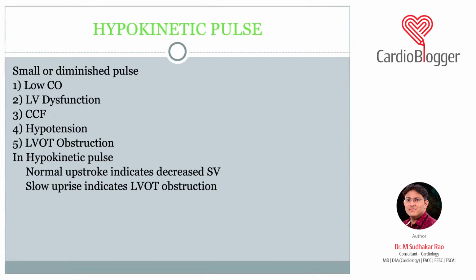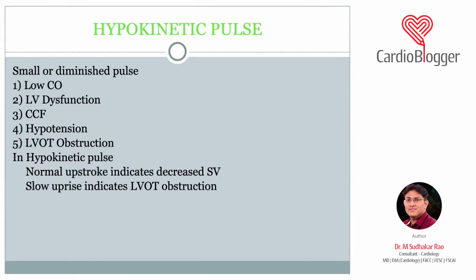I think you may be encountering this in your day-to-day practice in patients with sepsis. Many patients who have sepsis and hypotension in the ICU, you may sometimes get a hypokinetic or low volume pulse. But when it comes to cardiac conditions, it can be because of low cardiac output, congestive cardiac failure or severe left ventricular dysfunction. Also in patients with LVOTO, fixed or dynamic, that is aortic stenosis and hypertrophic cardiomyopathy, you may get a hypokinetic pulse.